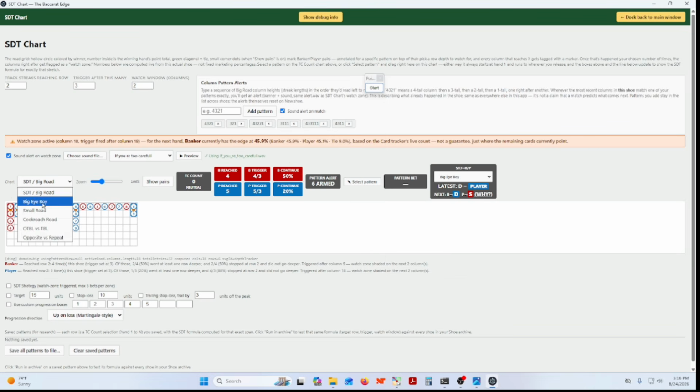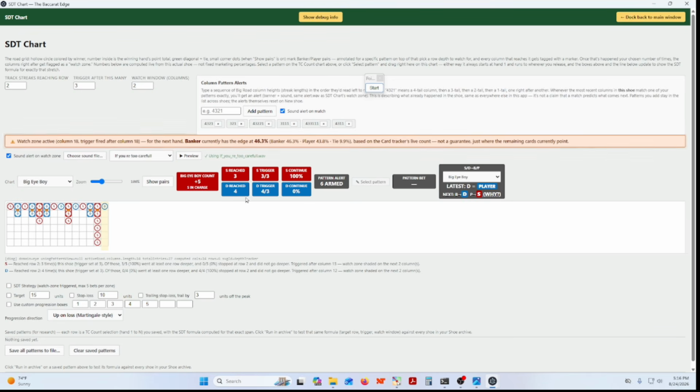Okay? Let's move on. Let's look at Big Eye Boy. Big Eye Boy, look at the stats. Every time same, the S, because that could be player or banker, got to 2 in a row, it advanced 100% of the time. 3 out of 3 times, it advanced every time. So when it gets to the second in a row, and it's still the same, it's telling you 100% of the time it advanced. So I would probably be betting same every time a 2 in a row popped up. You don't know what same is going to be.